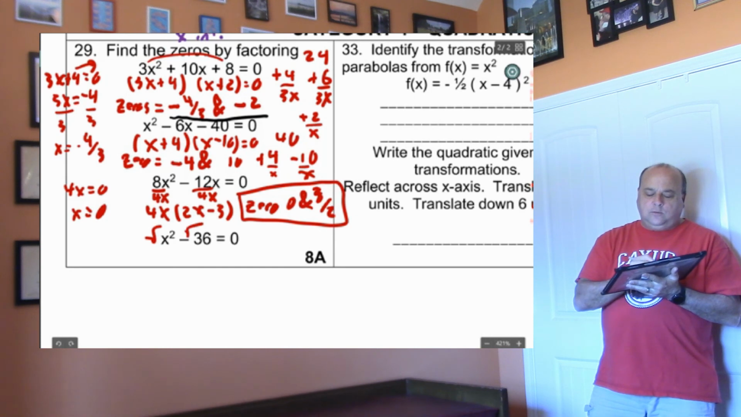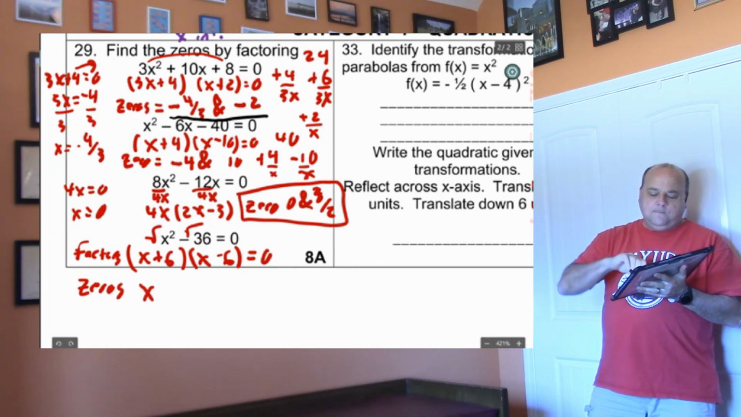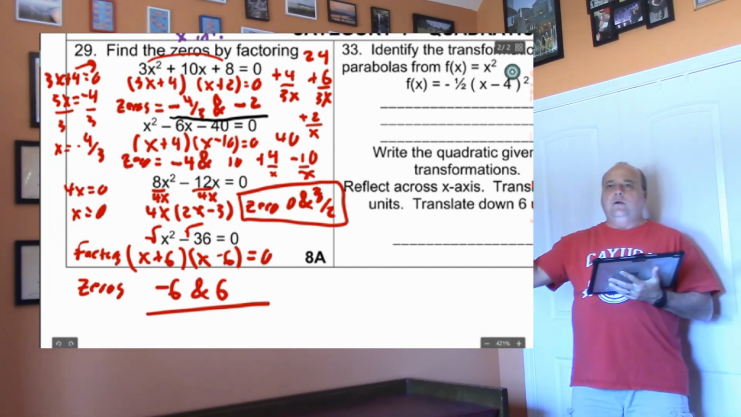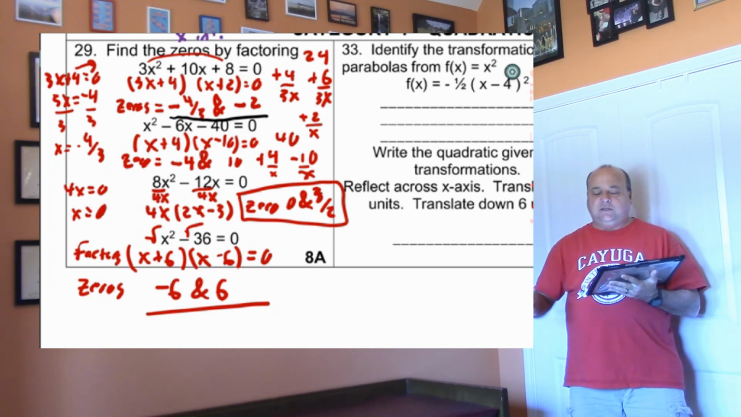You're going to square root. You'll get x plus 6 and x minus 6. Those are your factors. Remember, these are the factors. The zeros are going to have opposite signs. The opposite of plus 6 is negative 6, and the opposite of negative 6 is a positive 6. So the parabola will cross the x-axis at positive 6 and negative 6.